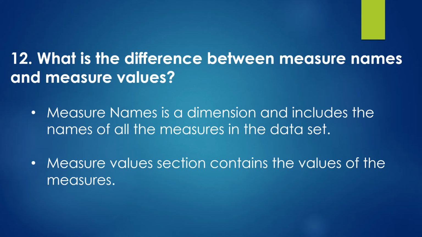Then we have, what is the difference between measure names and measure values? Measure Names is basically a dimension and includes the names of all measures in the dataset, whereas the Measure Values section contains the values of the measures.